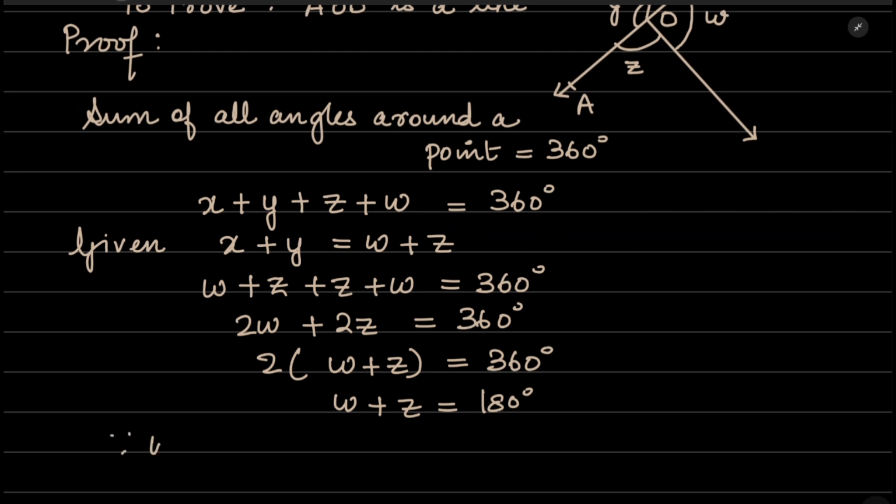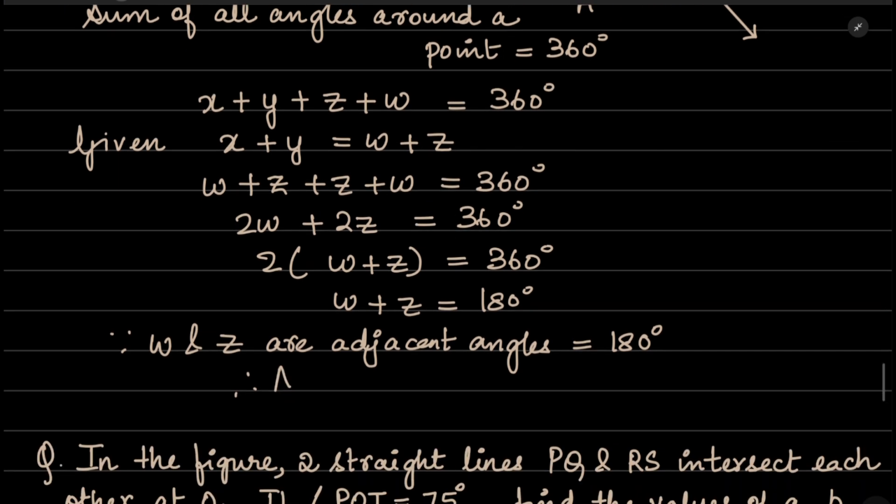Therefore, since w and z are adjacent angles equal to 180 degree, therefore your AOB is a straight line. Okay, hence proved.